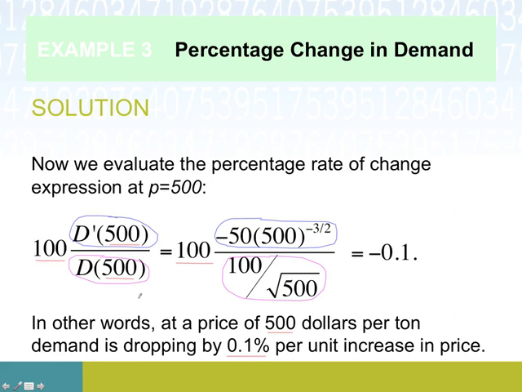So we're not getting an absolute measure of rate of change. We're getting a relative one, a percentage rate of change. So for every $1 per ton increase in unit price, we would expect the demand for rice to go down by about 0.01%.